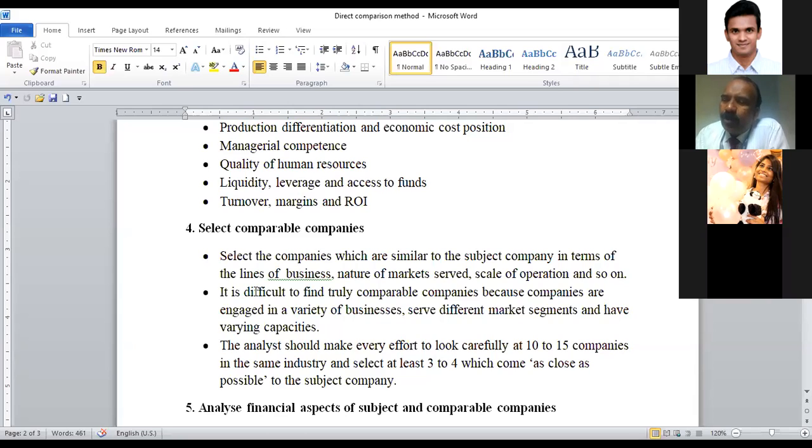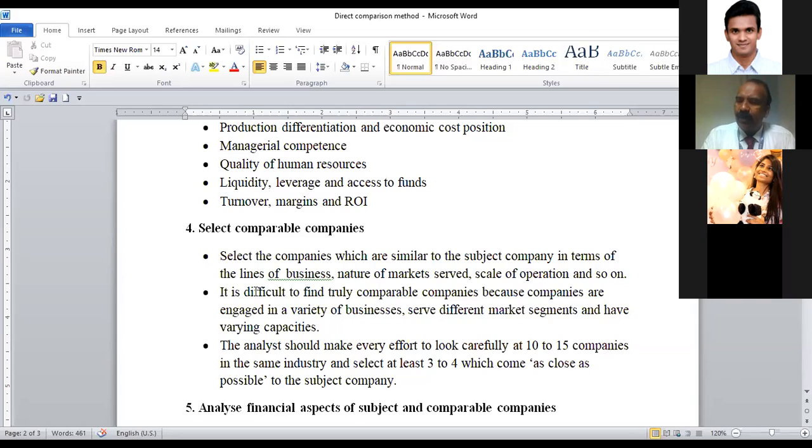Happiest Minds cannot be compared with TCS because it's a mid-size IT company. So when we take comparable companies, we should take companies of the same size, the same turnover, the same profit. So select the companies which are similar to the subject company in terms of its line of business, nature of the market, scale of operations, and so on.